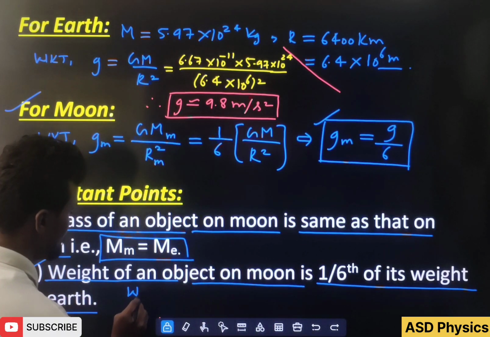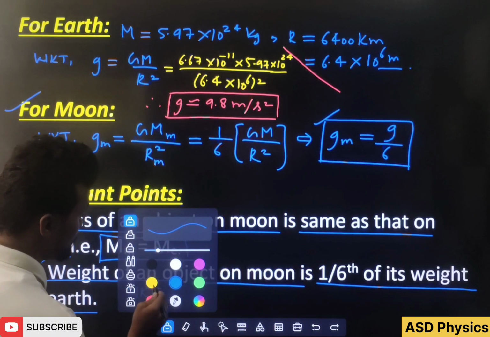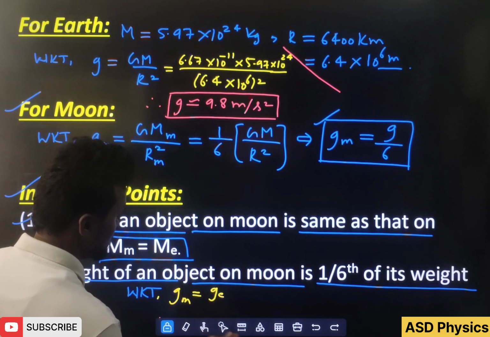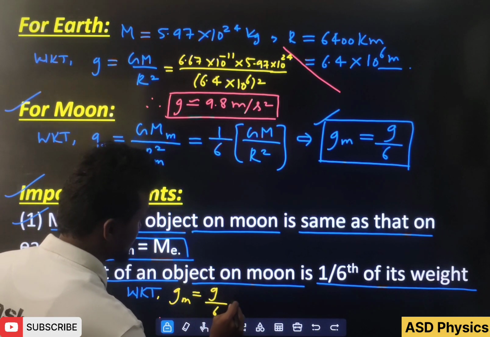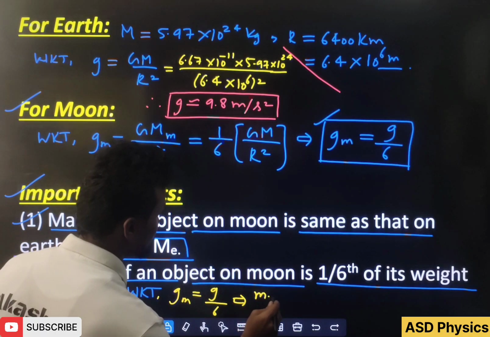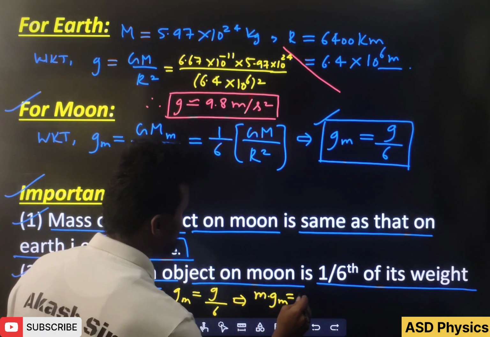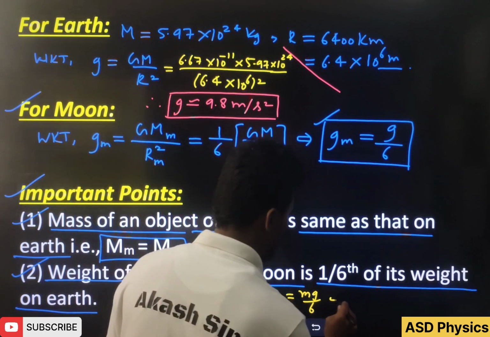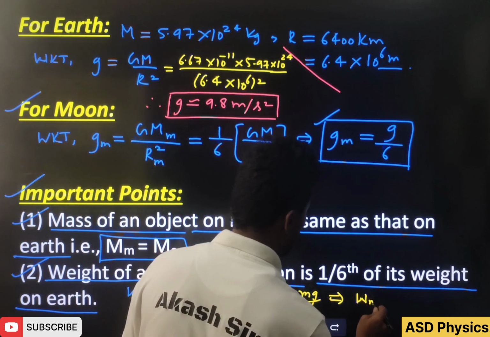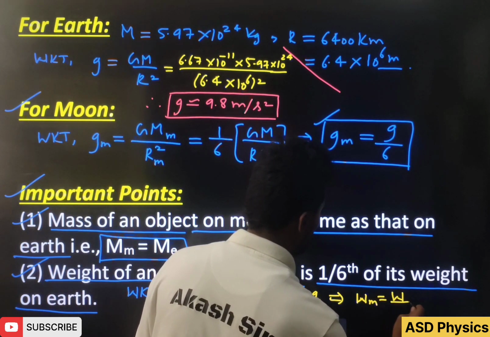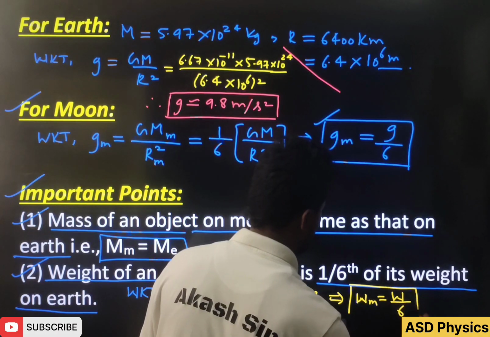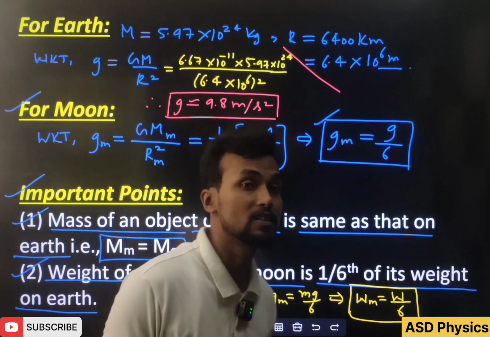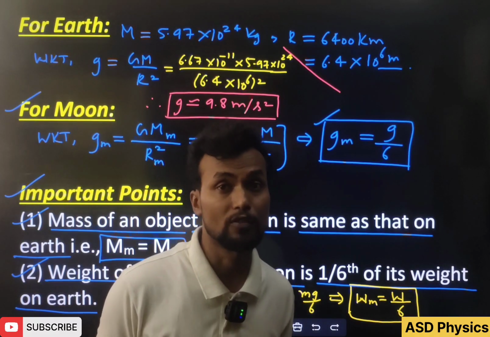We know that g_m is equal to g by 6. If I multiply both sides with the mass of the object, m g_m is equal to m g by 6. So I can write that the weight on the Moon is the weight on the Earth by 6. As the gravity is decreased by 6 on the Moon, the weight will also decrease by a factor of 6. Remember that.